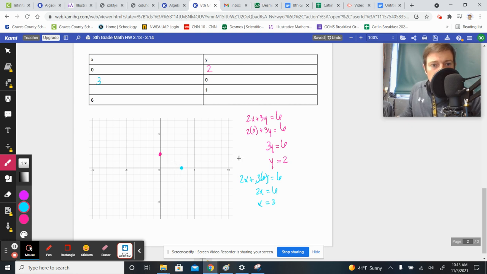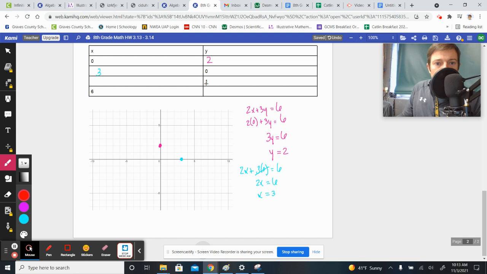We have enough to draw the line, but we do need to complete the table. So let's do a couple more for the table. All right. So what about when y is 1? So 2x plus 3 times 1 is 6. I'm replacing y with 1. And that gives me 3 plus 2x equals 6.